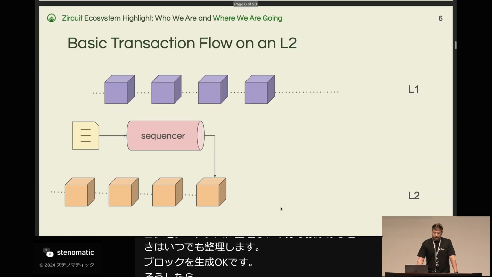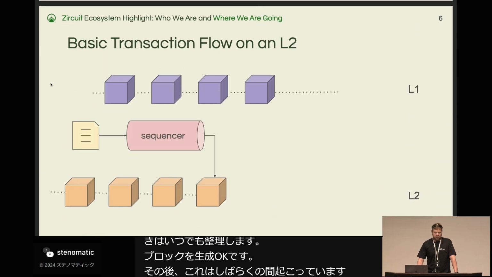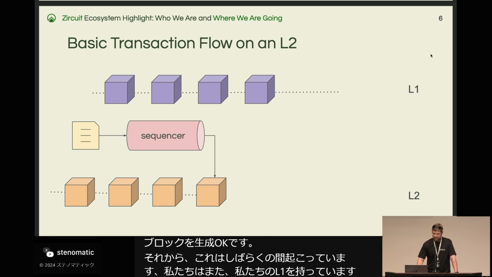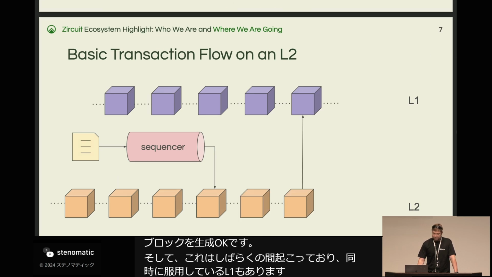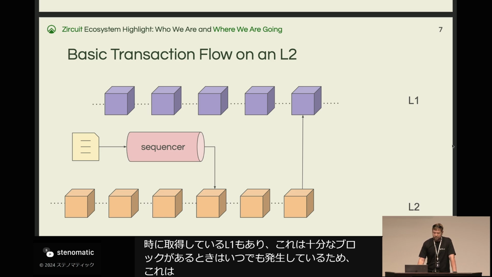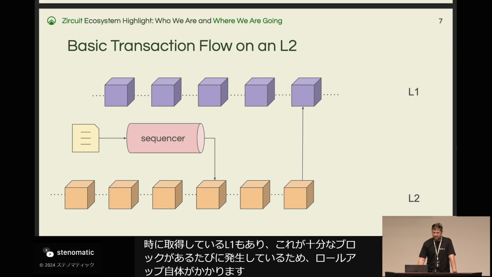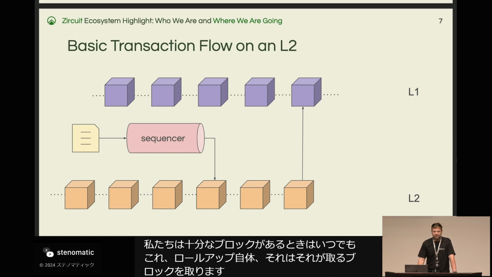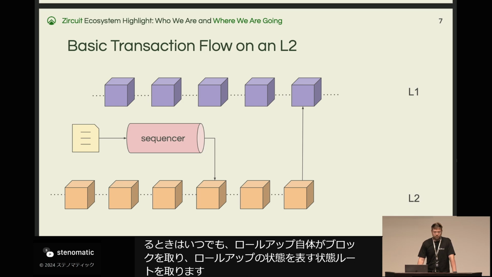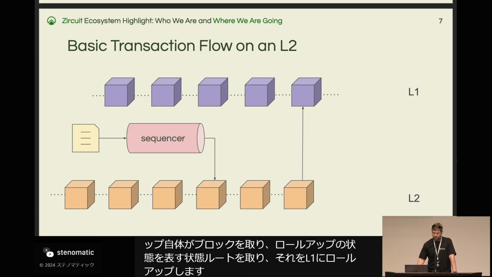Then this is happening for some time. We also have our L1 that is ticking simultaneously. And as this is happening, whenever we have enough blocks, the rollup itself takes the blocks, it takes the state root that represents the state of the rollup, and it rolls it up onto an L1. So this is the typical situation.